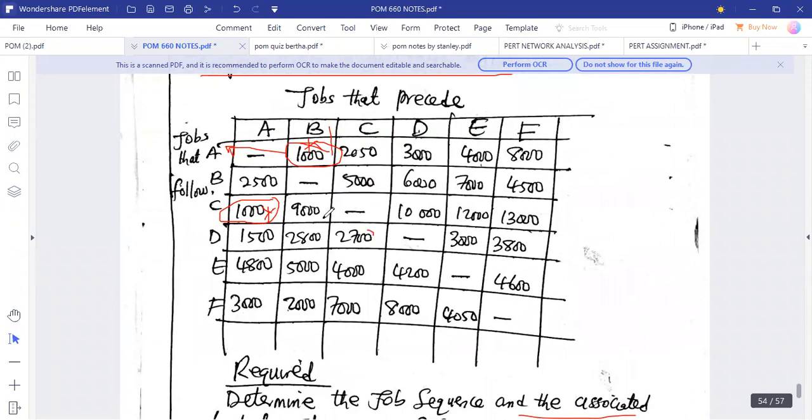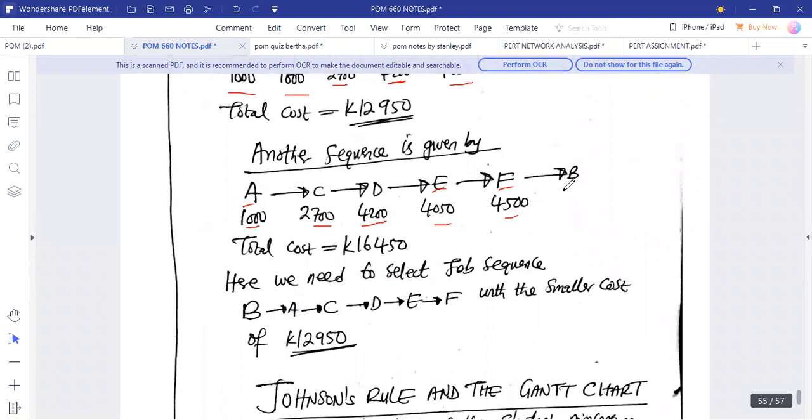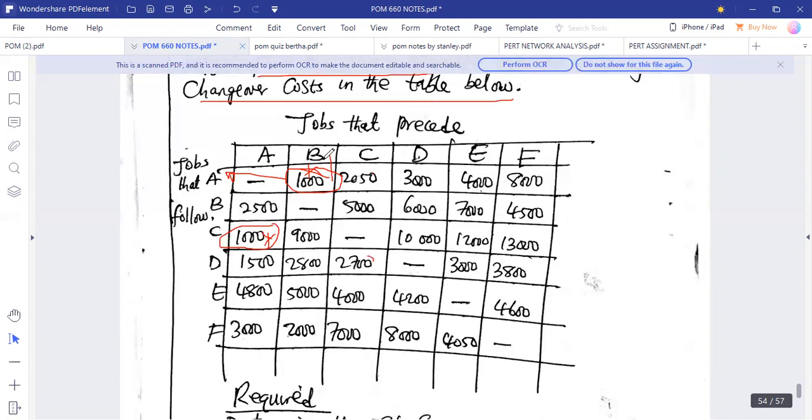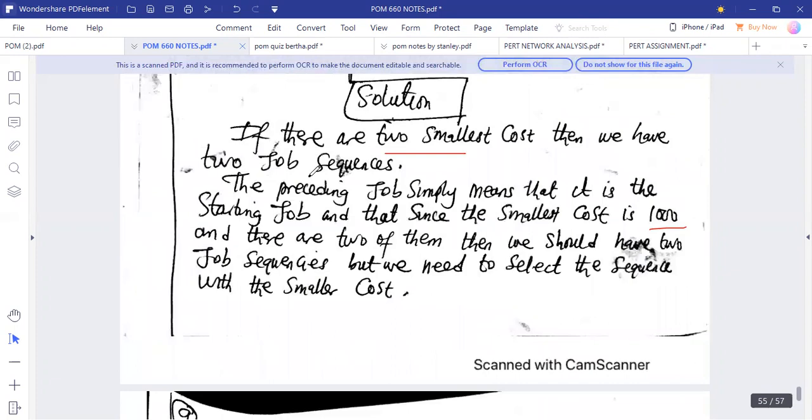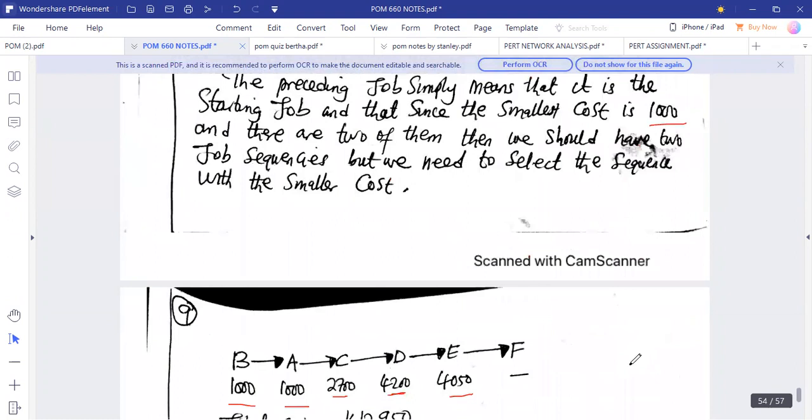Now in B, the smaller cost is what? In B, the smaller cost is 1,000, but A is taken, 2,800, D is taken. Then we get to 2,000, F is taken. From the sequence, we have to cut the sequence, what I mean is it has already been there. Can't displace it. For B, we are getting down to all of them here that are taken. So we put the dash. Then the total cost for this sequence is 16,450.